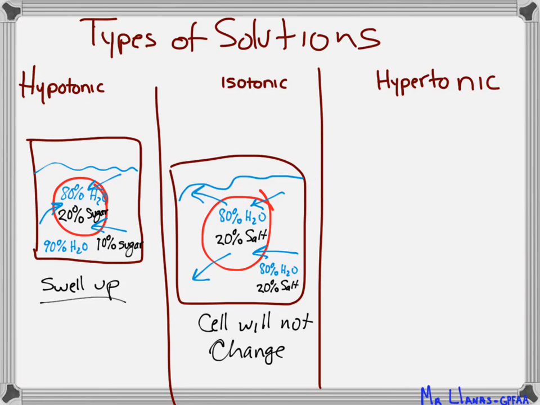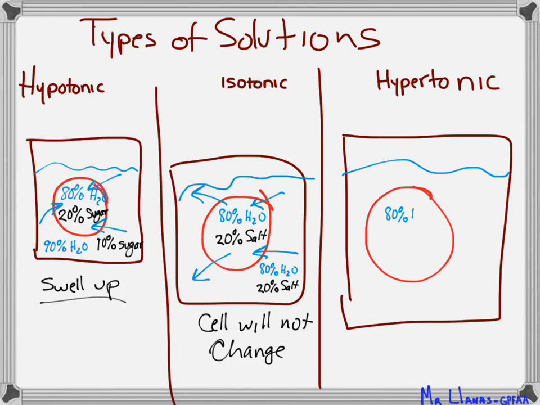Okay, and one thing that I need you to remember is that water does go in the cell, but it comes out of the cell at the same rate. So if it goes in, it comes out at the same rate. So it's not that water doesn't go in and out. It still goes in and out. It just goes in at the same rate that it comes out. Okay, so that's isotonic solutions.